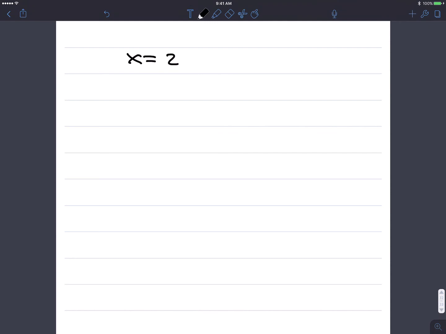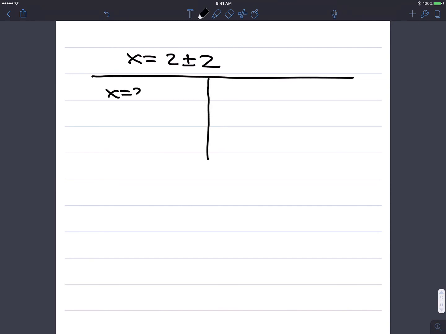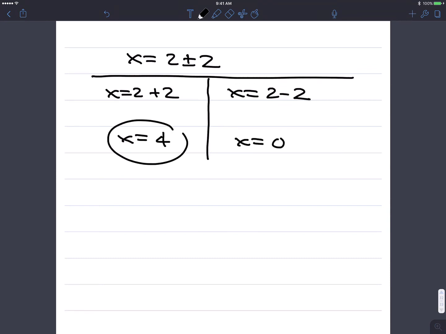So here's what this means. It means two cases. In one case, x is 2 plus 2. In the other case, x is 2 minus 2. And 2 plus 2 is 4, and then 2 minus 2 is 0. So your solutions are 4, 0.